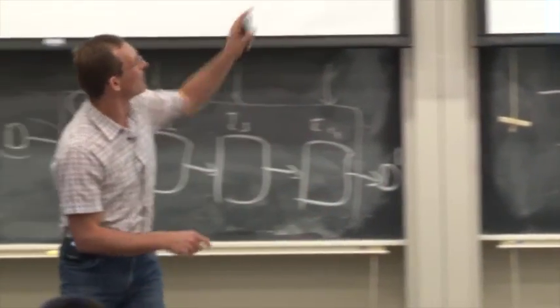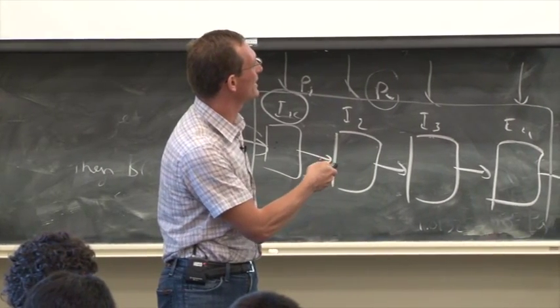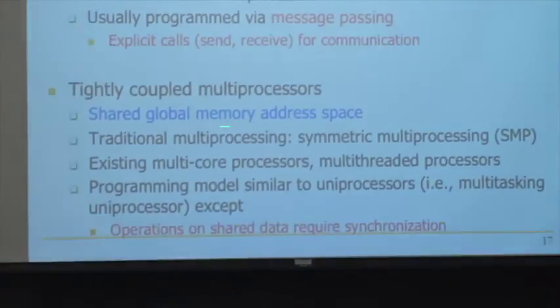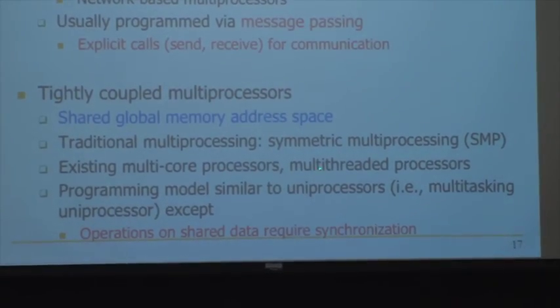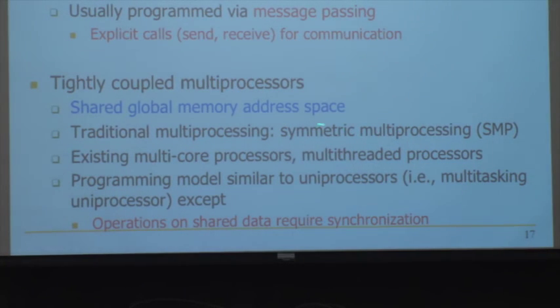But right now I'm talking about hardware here. Okay, so tightly coupled multiprocessors, the key is they have a shared global memory address space. And when people talk about traditional multiprocessing or symmetric multiprocessing, that's tightly coupled. So you'll hear the term SMP. Most existing multi-core processors and multi-threaded processors are tightly coupled multiprocessors.